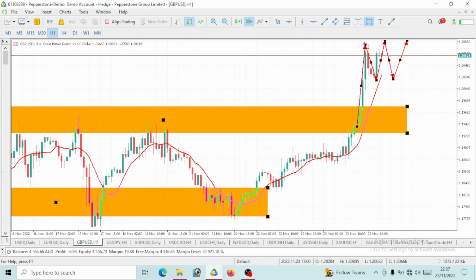Maybe you can possibly enter to go long once the new high has broken this resistance level or this high here. So if the 1 hour time frame pushes up and breaks this high, then you can go long on GBP USD for the day.